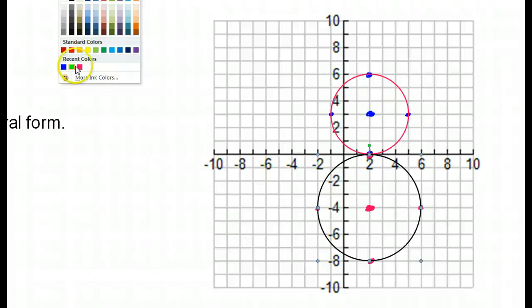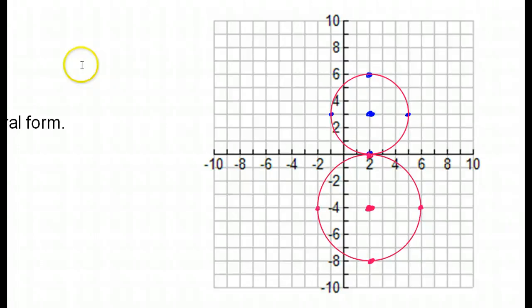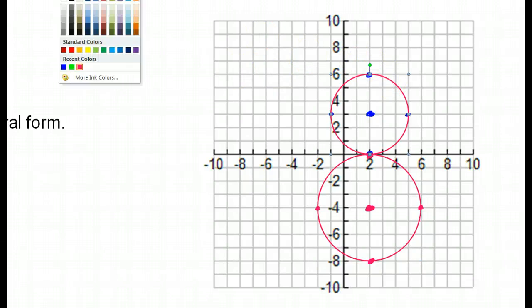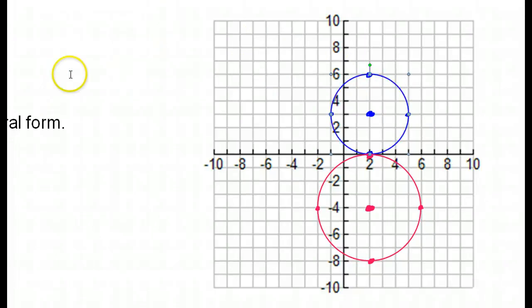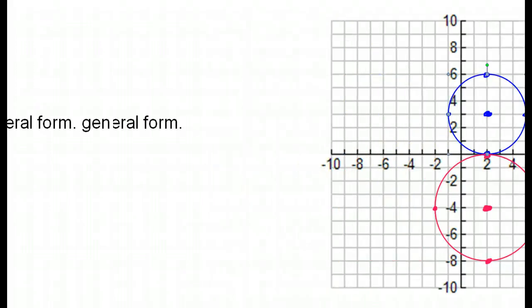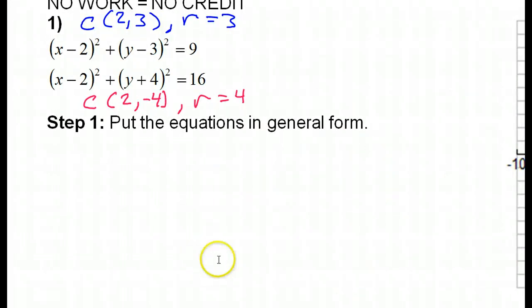Why did I make the other one pink? This one should be blue. Okay, so there's our first circle and our second circle. And you can see the point of intersection there, but let's follow through and also graph the line that we got.